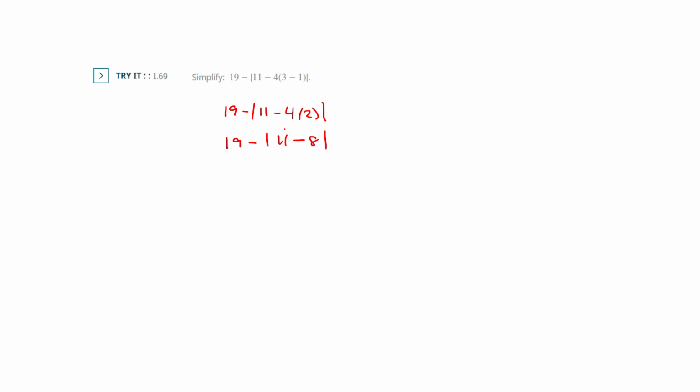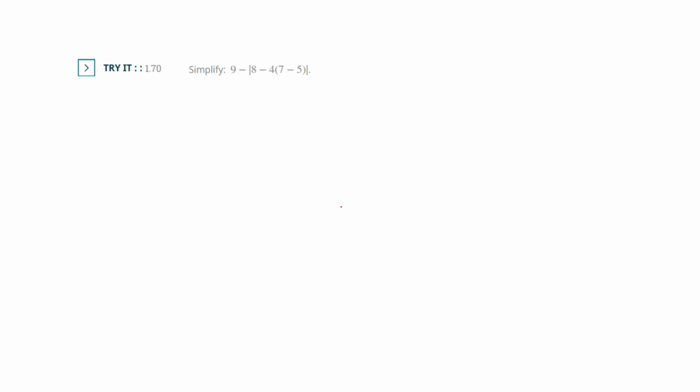Okay, now I got to finish inside of this grouping symbol. Okay, now I'm ready for the absolute value. And now we finish up with 19 minus 3 is 16. Okay, pause it if you want to try this yourself. I'm working all the way on the inside there.